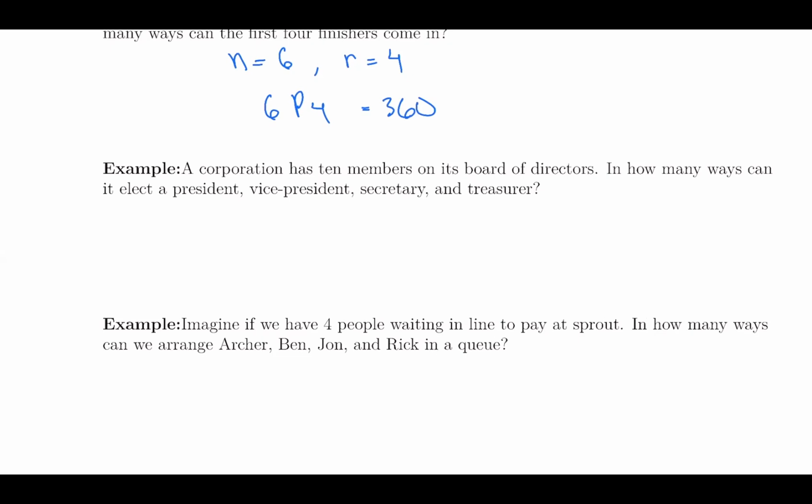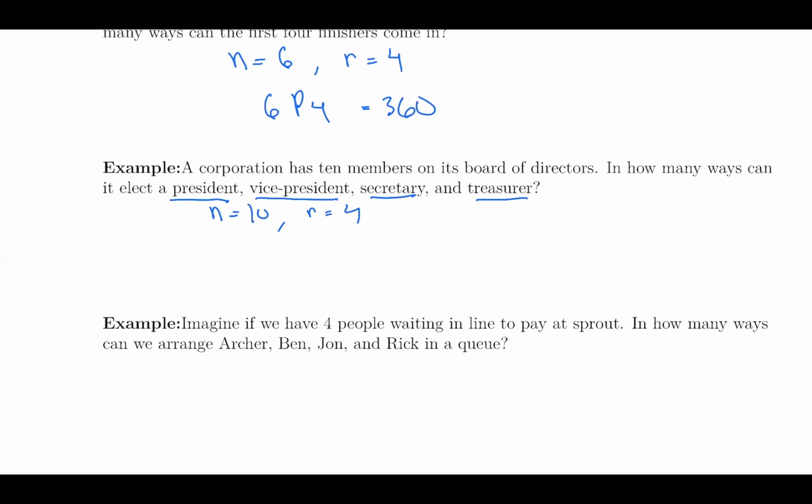So this will make it a permutation. So what's my n? How many people do I have to select from? How many people am I selecting? Cool, good. And the reason we're selecting 4 is because we're selecting somebody to be president, vice president, secretary, and treasurer. That's why r is equal to 4, because we have 4 positions to fill.